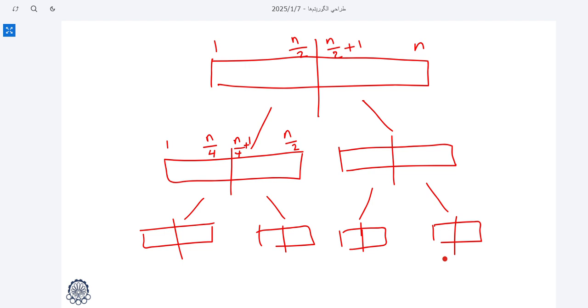Finally, we will reach problems that have only one number. So it is not needed to divide the array more. This is the stop condition. Okay.